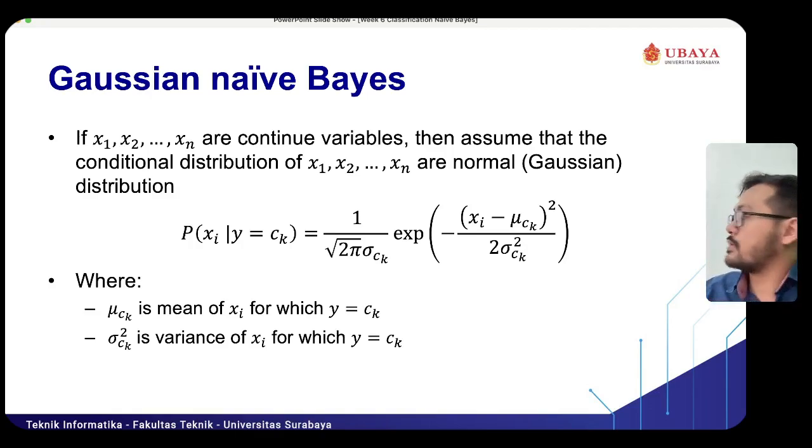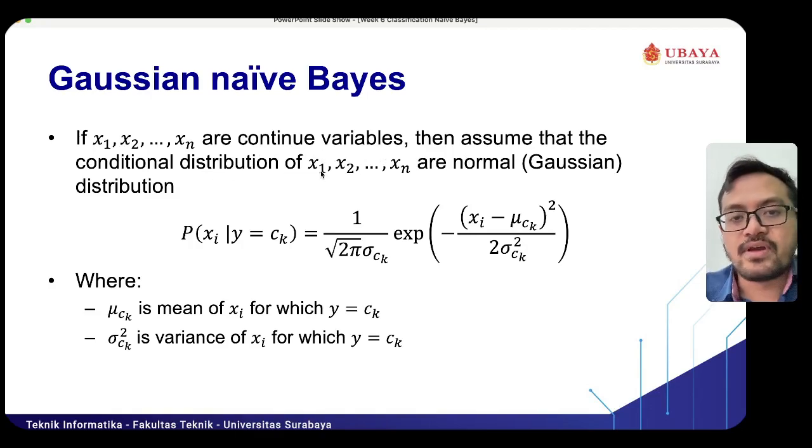Okay, so we continue to the Gaussian naive Bayes. If x1, x2, until xn are continuous variables, then we assume that the conditional distribution of x1, x2, until xn is normal. So it means we can also use the naive Bayes classifier for classifying a dataset that contains continuous numbers. And we use the Gaussian naive Bayes for predicting or classifying a dataset that has continuous numbers in the features.